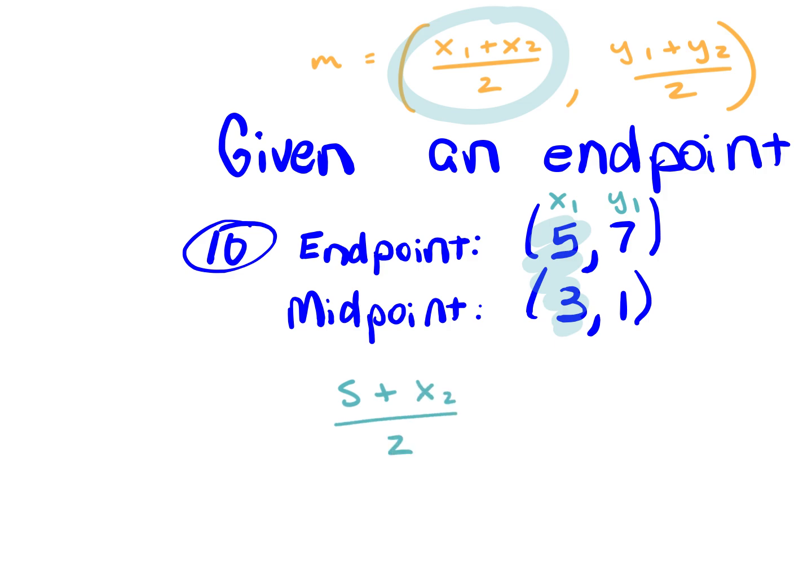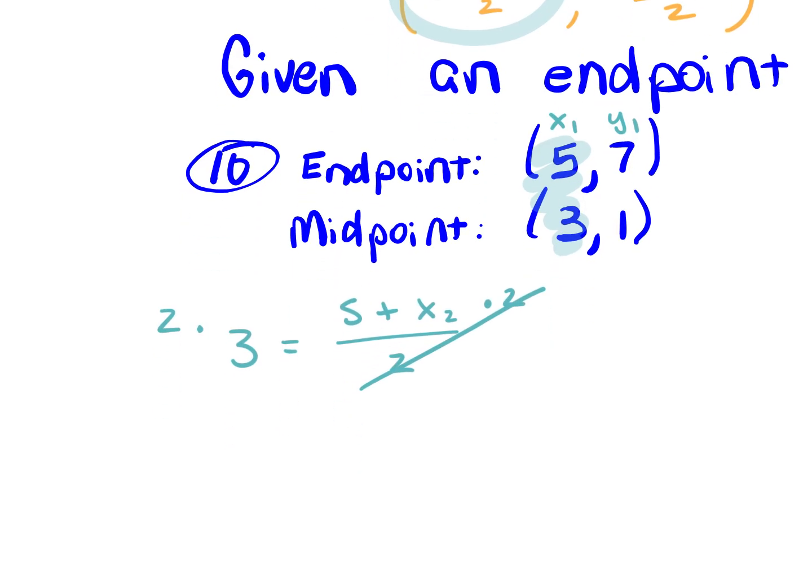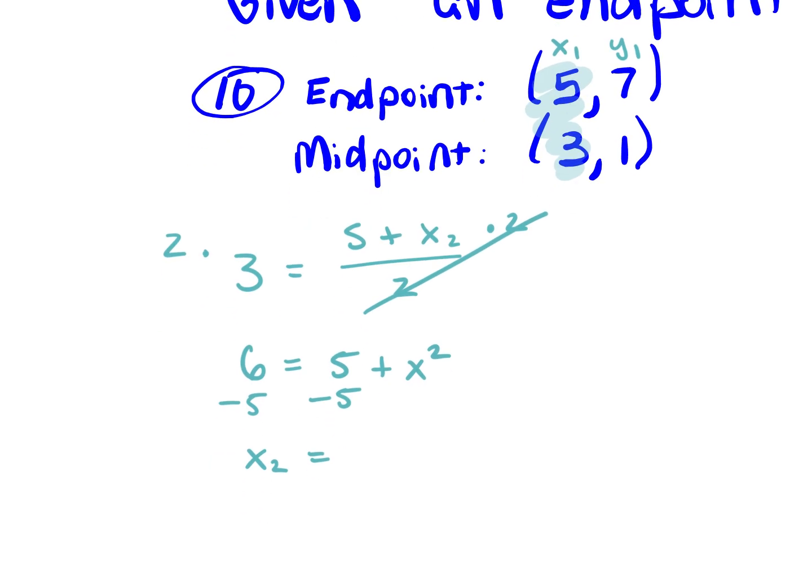But what is our x value for the midpoint? What is this going to equal? 3. Perfect. So we just set up a little equation for ourselves to find x2. So we're going to solve this. How can we solve here? Multiply 2 on both sides. So it'll cancel out on the right. So 3 times 2 would be 6 equals 5 plus x2. Then what? Minus 5. So we get x2 equals what? 1.